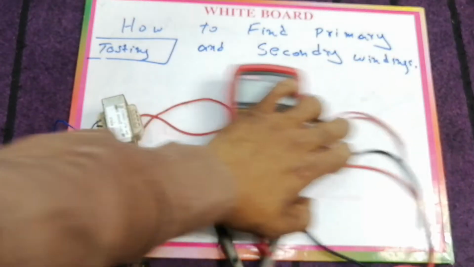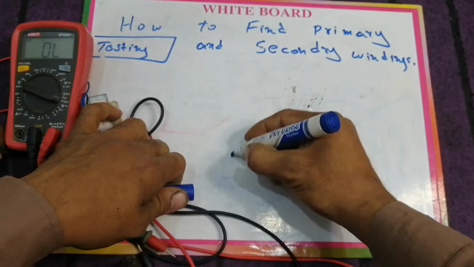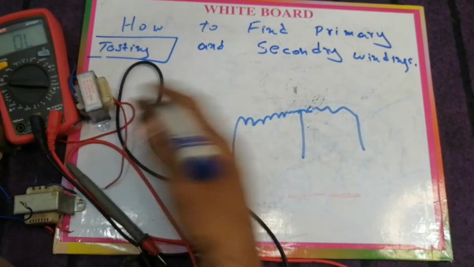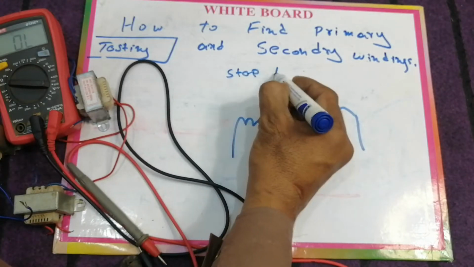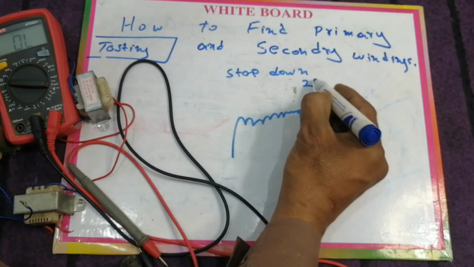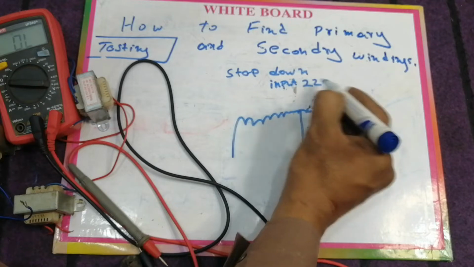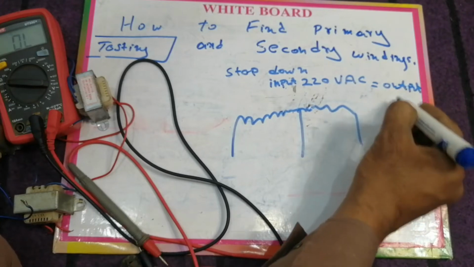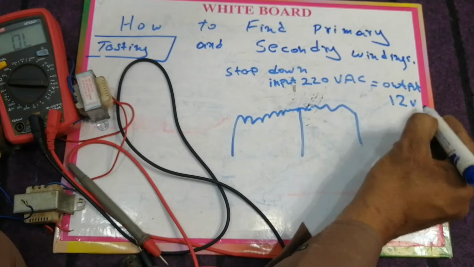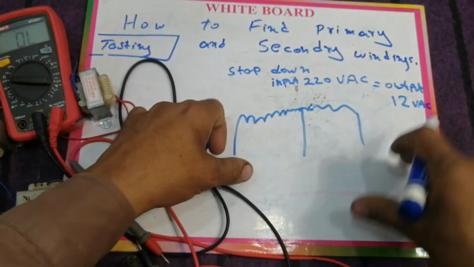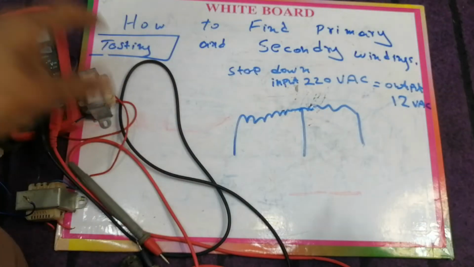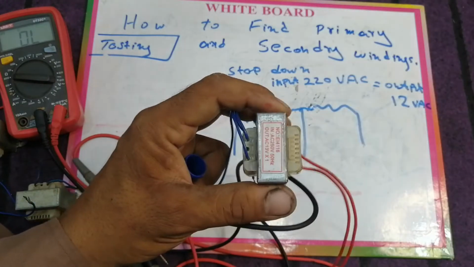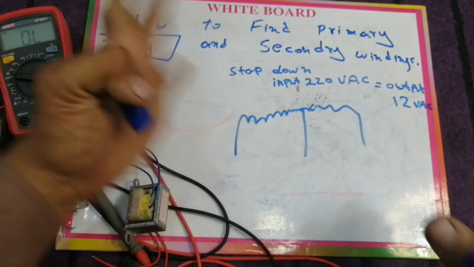isolated transformer. If you have an auto transformer, for example, if we have an auto transformer and this is a step down transformer, the input is 220 VAC and output is 12 volt VAC. It means that this is a step down transformer, but this is an auto transformer. In an isolated transformer we have no connectivity between the primary and secondary winding, but in an auto transformer we have the connectivity between primary and secondary.